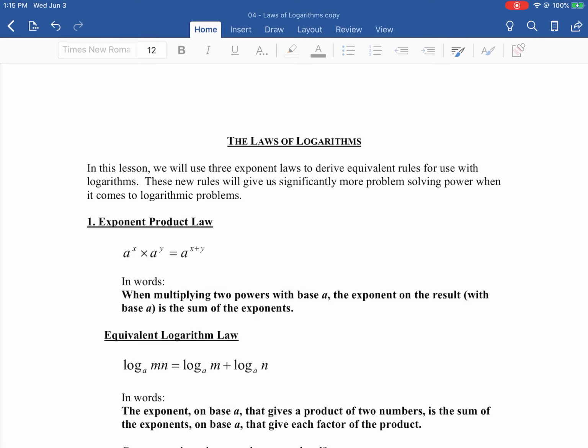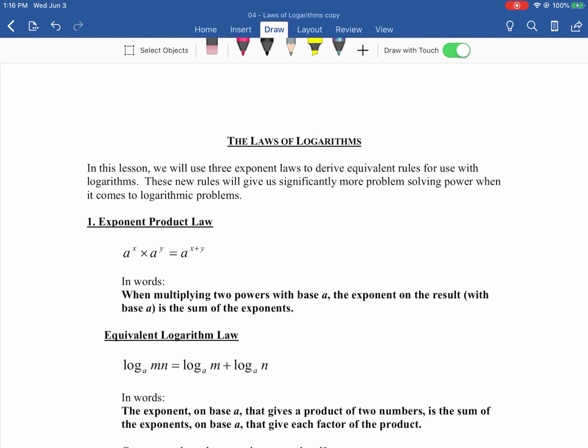Today, the laws of logarithms. In this lesson, we will use 3 exponent laws to derive equivalent rules for use with logarithms. These new rules will give us significantly, like big time, more power when solving problems involving logarithms and exponents.